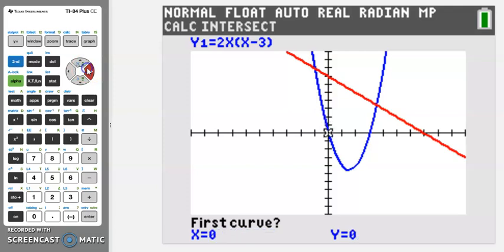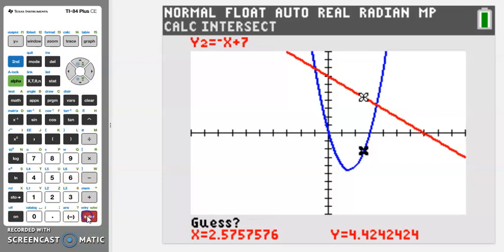Depending on which side you're on, sometimes you'll use the right arrow to go to the right side. Other times you'll already be on the right side, so you'll use the left arrows to go to the left side. You don't have to get all the way to the other side as long as you're closer to that point of intersection. When you type enter, enter, enter, you will see the point of intersection on the other side. This solution is x is equal to 3.5.